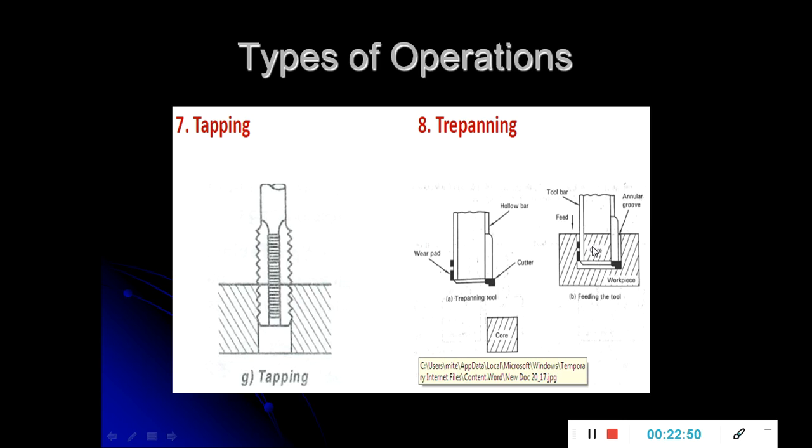Now see here, this core remains in the workpiece, and with the help of this cutter the material is removed from the outer surface of this core. So by keeping this core as it is inside the solid workpiece, we remove a small amount of material from the other portion of the work. This is known as a trepanning operation.